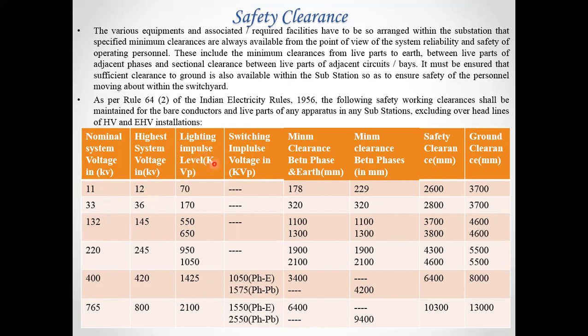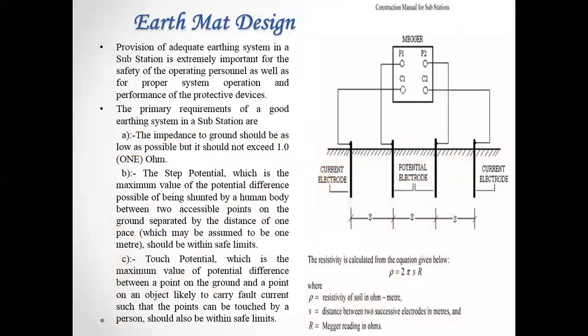And the impulse level should be 550 to 650. And what is the minimum clearance between phase and earth? It should be 1900 to 2100. Then the minimum clearance between phases should also be 1900 to 2100. The safety clearance should be 4300 to 4600, and the ground clearance should be 5500. So this is the clearance table.